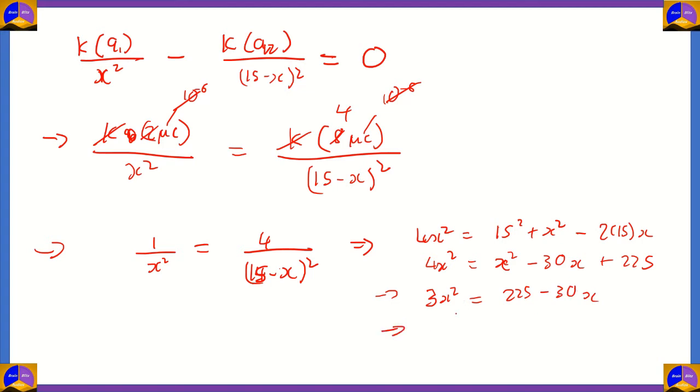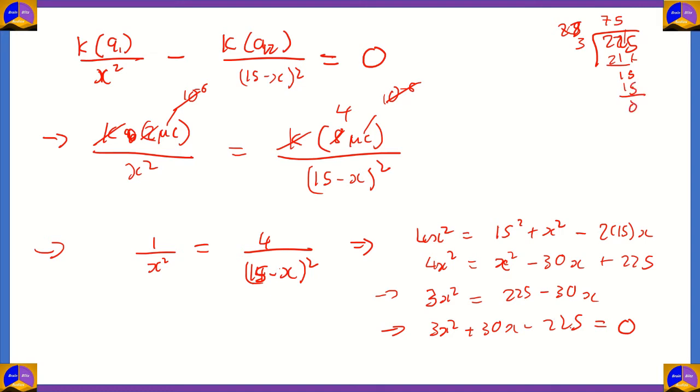Now we're going to take the right-hand side completely over to the left-hand side. So 3x squared plus 30x minus 225 equals 0. Now, let's see if we can divide 225 by 3. 7 times 3 is 21, so you get 1, and then 3 times 5 is 15. So therefore, 225 is 75 times 3. So, if we can remove 3, we will get x squared plus 10x minus 75 equal to 0.